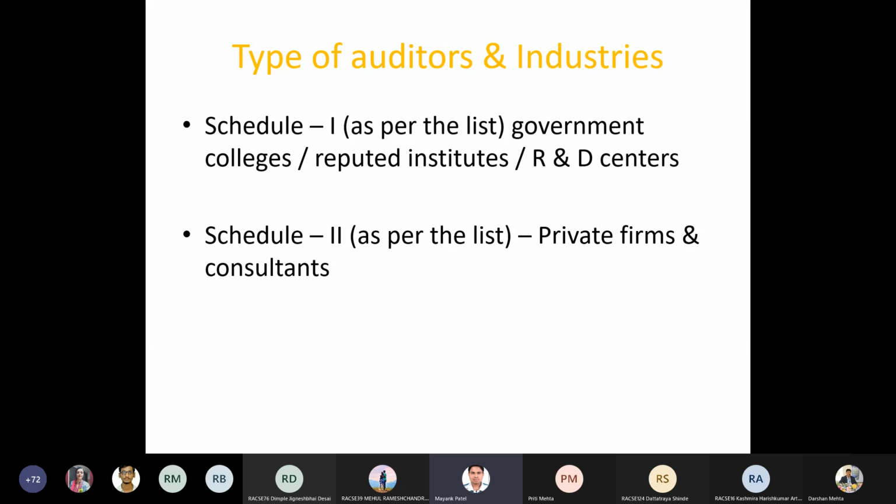The reputed institutes, R&D centers and government colleges fall under Schedule 1 auditors, whereas the consultants and private firms, if you wish to go for auditing, need to take permission, and later, after the completion of the compliance required by the government, they will become Schedule 2. For this, a team of 4 persons is required.